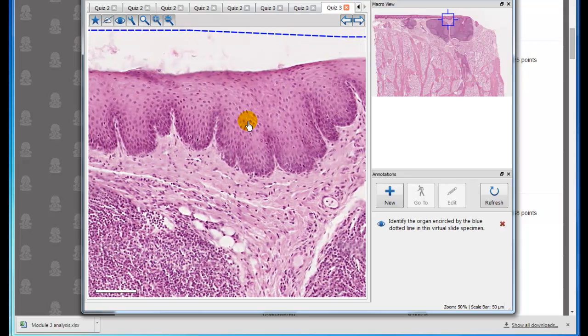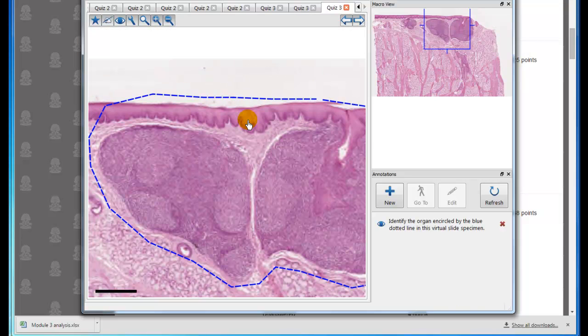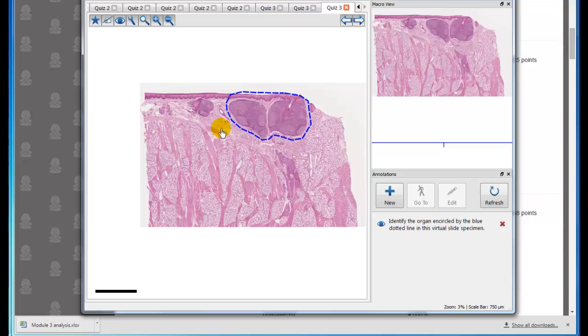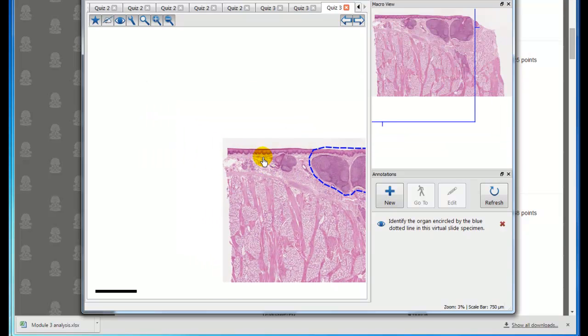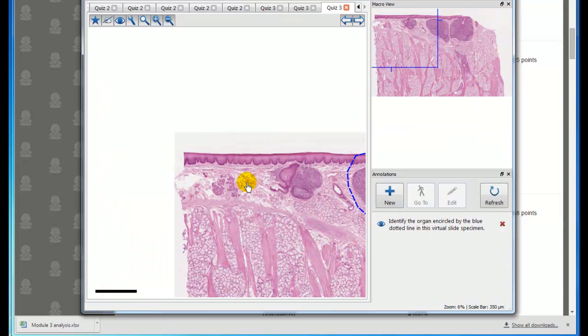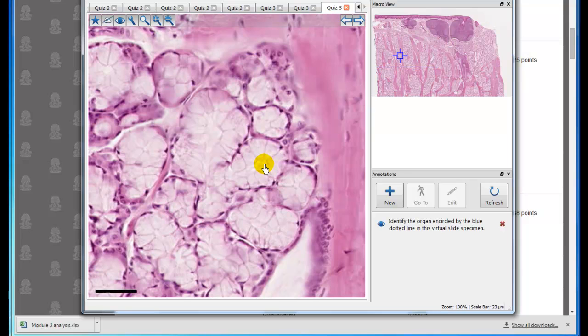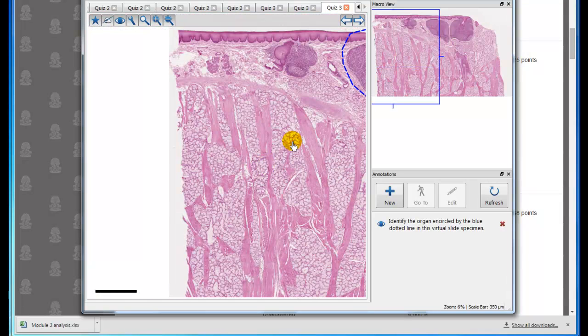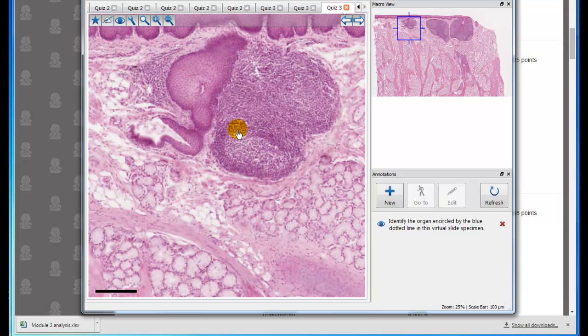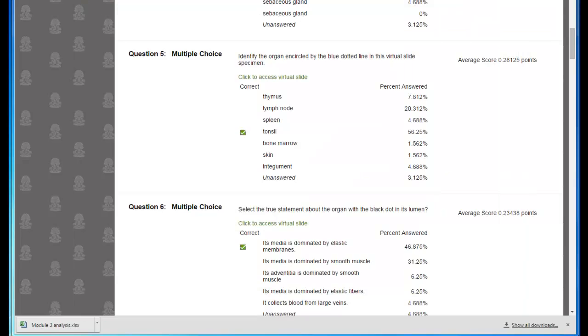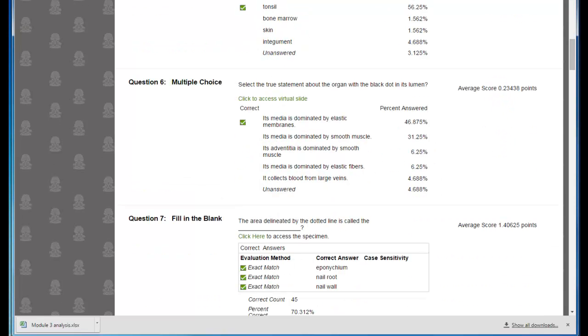And here's stratified squamous, non-keratinized epithelium. So this has all the features of tonsil, and this is actually a part of the tongue. Over here is the surface of the tongue, and these are mucous glandular cells in the tongue. And here's another little portion of that tonsil. Okay, but certainly not the lymph node. Okay, let's go to the next question.